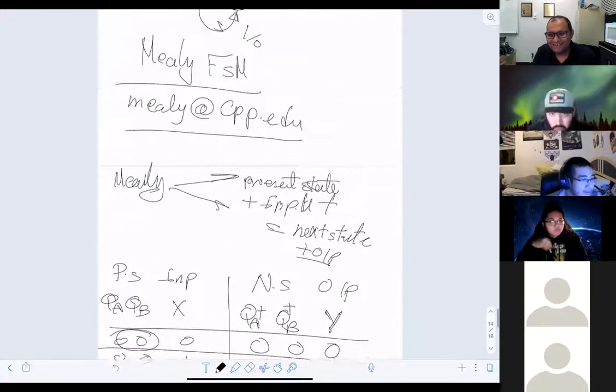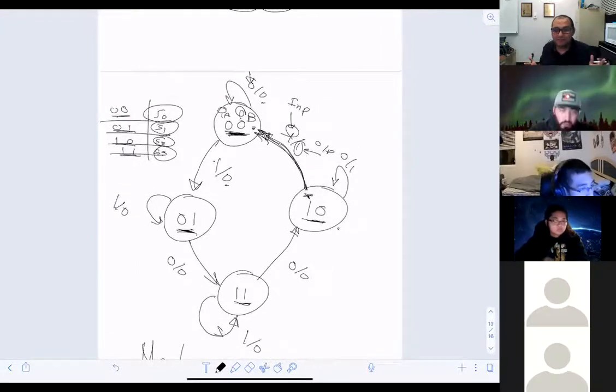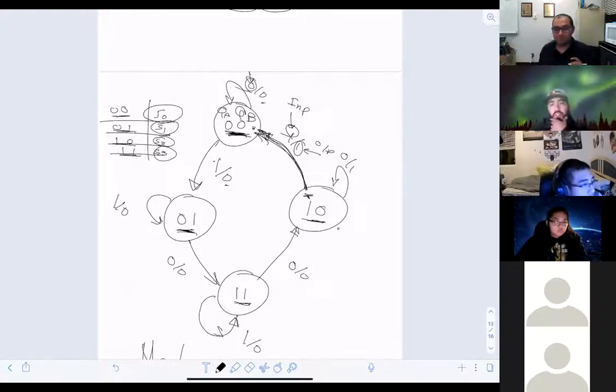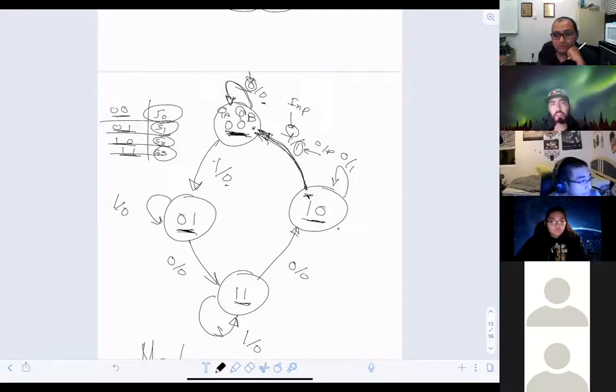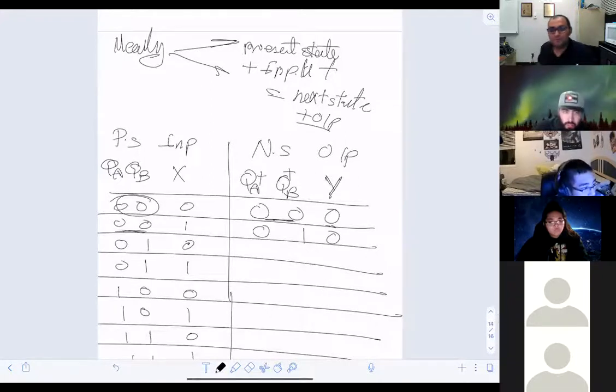Okay, easy. Look, 0, 0 is a state, right? So 0, 0 and my X is equal 0. What is the next? The next is actually coming in the arrow. The next in this case is looping back to itself, so it's going to be 0, 0. And in this case, when I'm looping, the output is 0. So here's 0, 0, and 0.